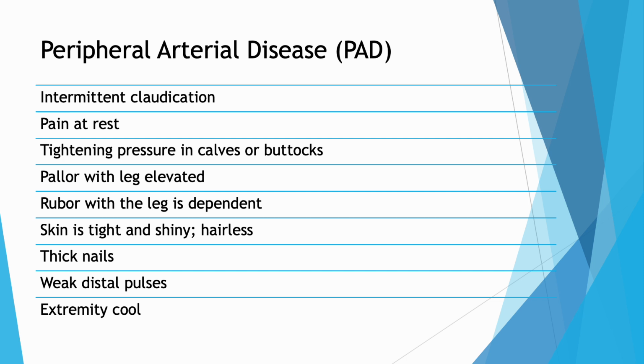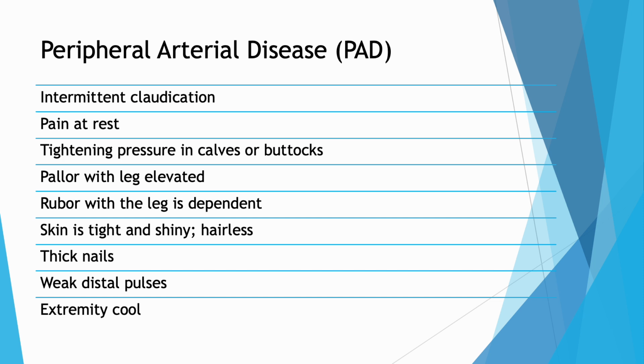All right, so because the arteries carry oxygen, when the patient exercises, they're going to have pain, okay? Because that means the limbs, usually the legs, are not getting enough oxygen, okay? So they're going to have what's called intermittent claudication. That means it hurts when they walk, okay? Because the blood in the legs is not getting to the tissues, and you need that when you exercise. They will have pain at rest. They'll get tightening pressure in their calves or buttocks.